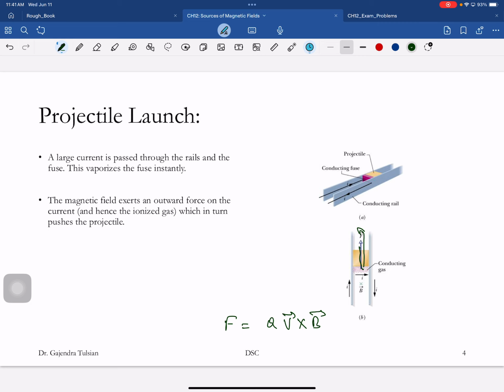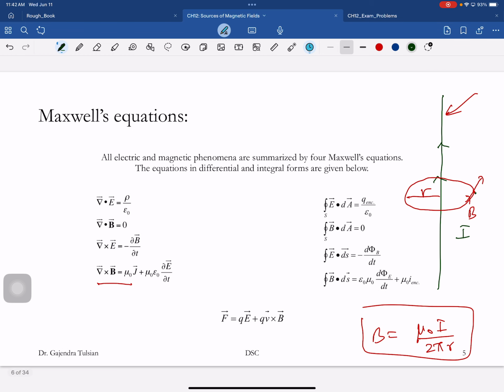And like I said, 5 million Gs. Must be spectacular to see.